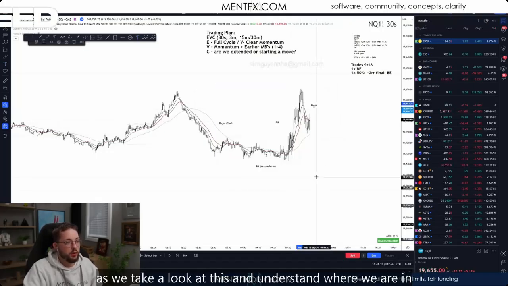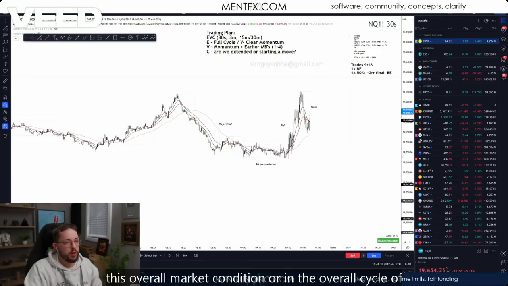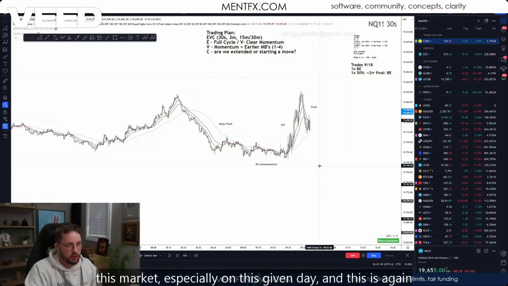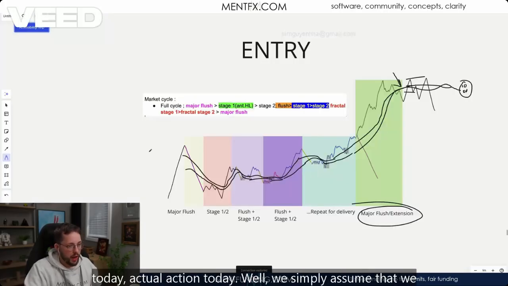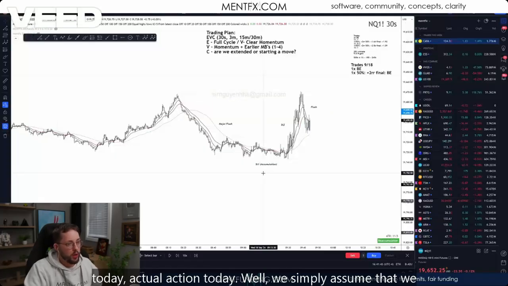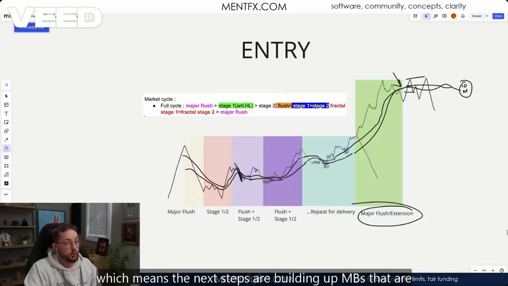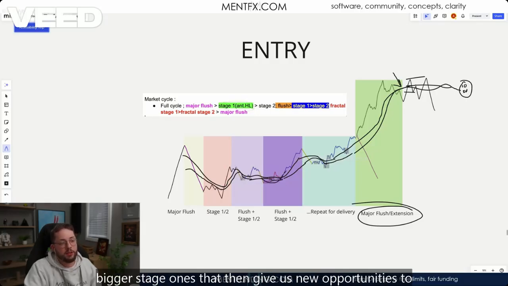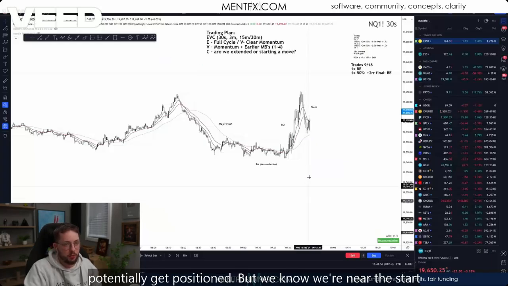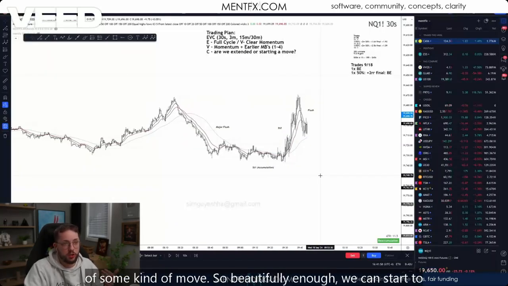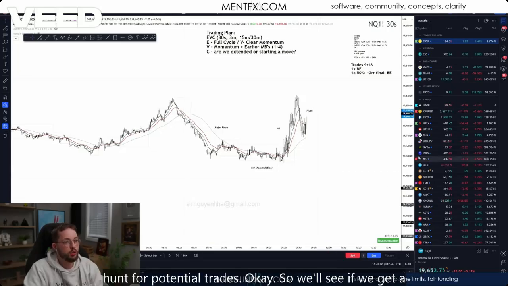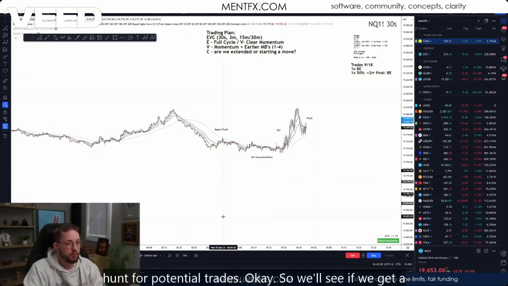Great. So as we take a look at this and understand where we are in the overall cycle of this market, especially on this given day, and this is actual action today, we simply assume that we are within this area here and we're now starting this flush, which means the next steps are building up MBs that are worth trading or going through deeper flushes that create bigger stage ones that then give us new opportunities to potentially get positioned. But we know we're near the start of some kind of move, so beautifully enough, we can start to hunt for potential trades.